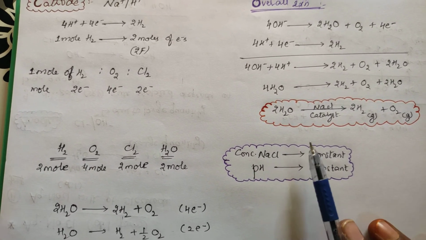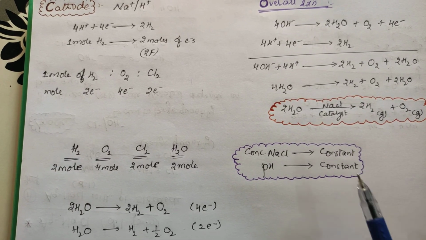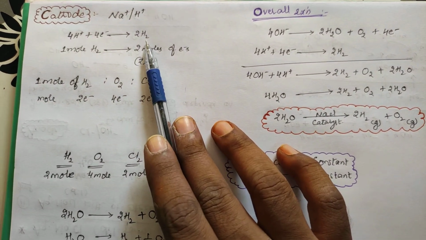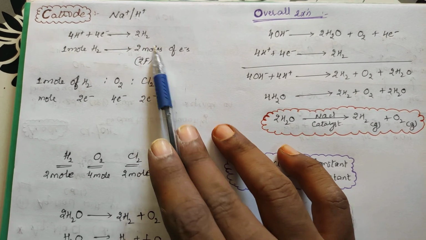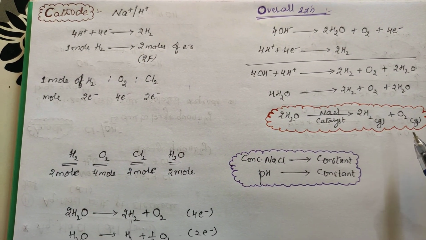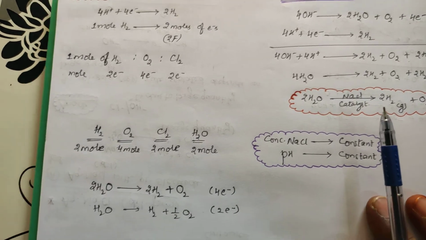Concentration of NaCl: sodium will not go out, chlorine will not go out, so it remains constant. But if you see, hydrogen formation is occurring, right? Hydrogen is going out, so that hydrogen is reduced, pH will be increased. Okay, this is the condition.